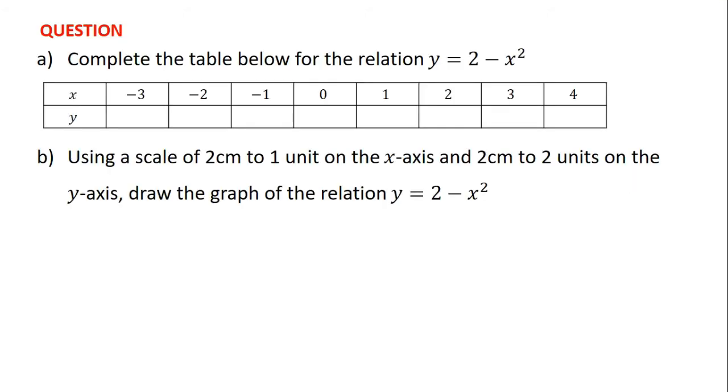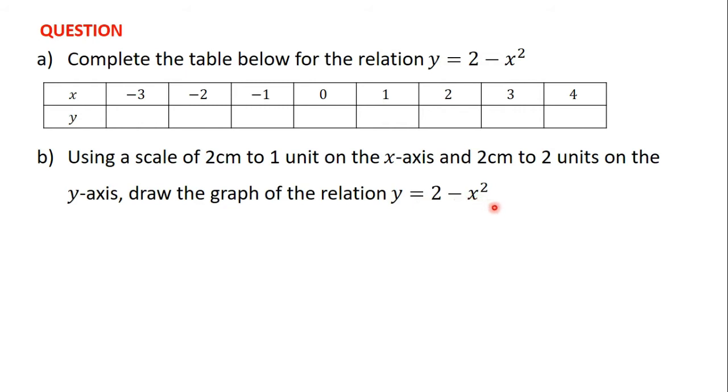The question for this video is A. Complete the table below for the relation y is equal to 2 minus x squared. B. Using a scale of 2 centimeters to 1 unit on the x-axis and 2 centimeters to 2 units on the y-axis, draw the graph of the relation y is equal to 2 minus x squared.